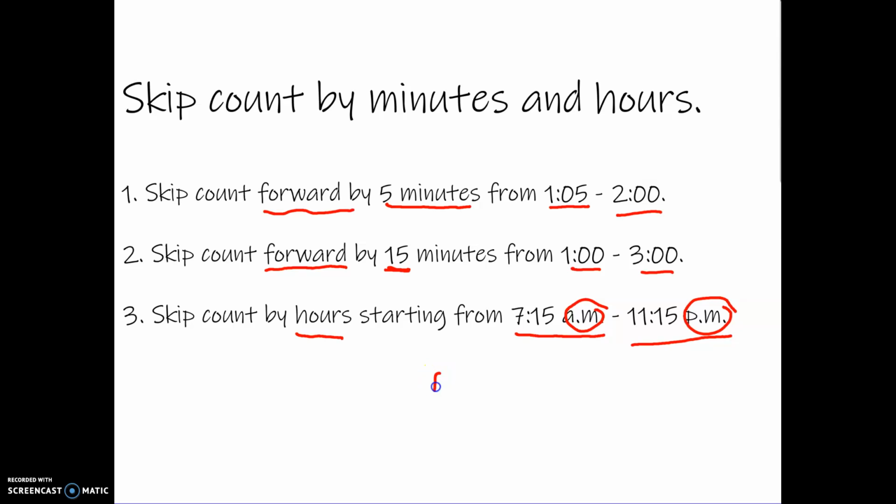Now, I had said earlier 11:15, and then the next hour I said 12:15 p.m. In the morning, it's a.m., but once it gets to be 12 o'clock in the afternoon or noon, then our label turns from a.m. to p.m.